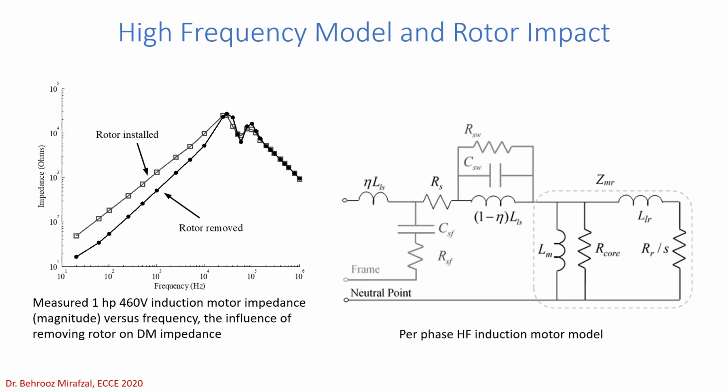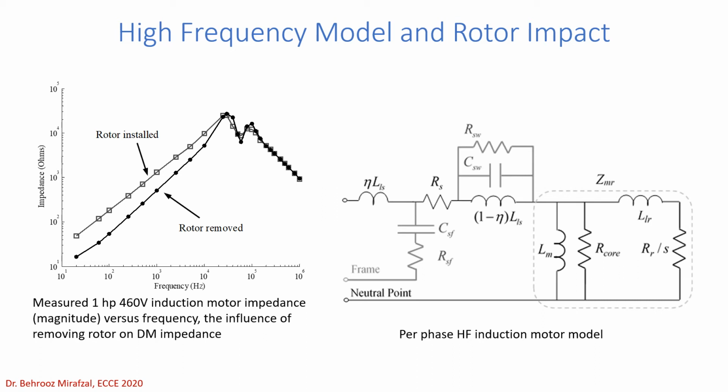To check that, we use a small size motor, a 1 horsepower induction motor. In one case, we remove the rotor. In the other case, we left the rotor inside, or we installed the rotor, and we measure the impedance versus frequency. As you can see on the left side, the impedances are the same at high frequency. The rotor has impact only at the low frequencies.